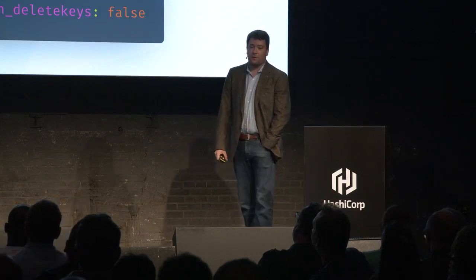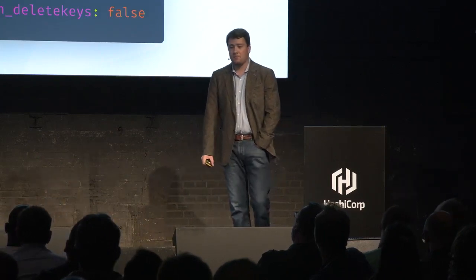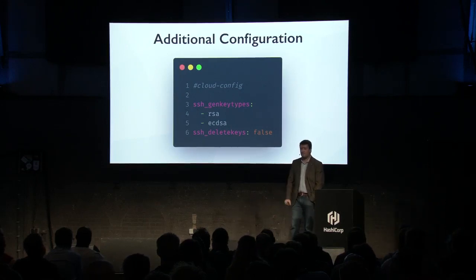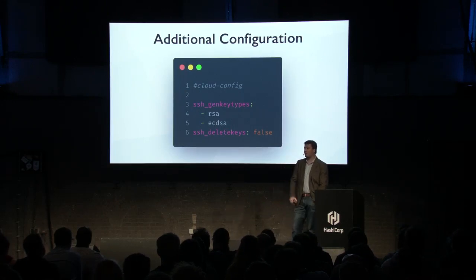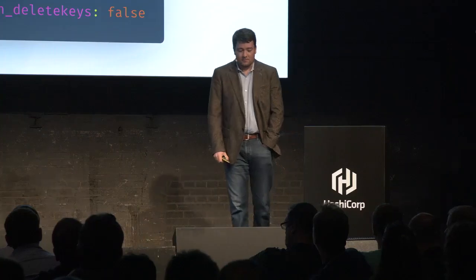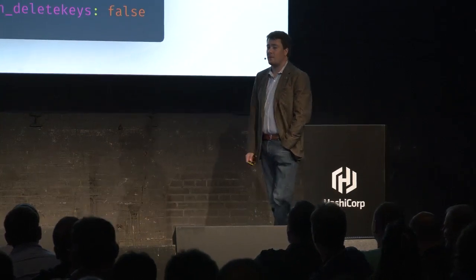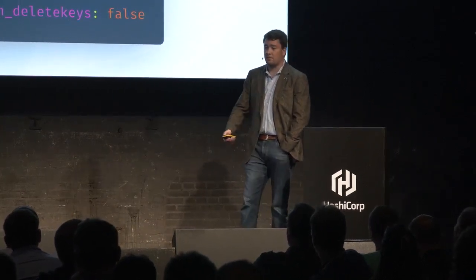We need some additional configuration, though. By default, you write the keys, and then CloudInit deletes them again, because why wouldn't it do that? This took me a long time to figure out, by the way. And then once it's deleted them all, it recreates new ones. So it just looks like it's not working at all. If you set SSH delete keys to false, then it won't do that, and furthermore won't try and delete them in the first place.